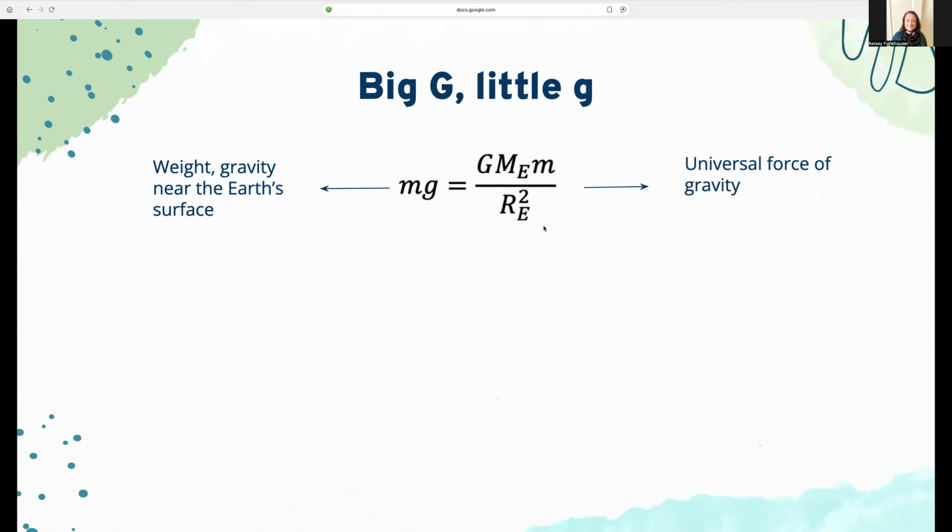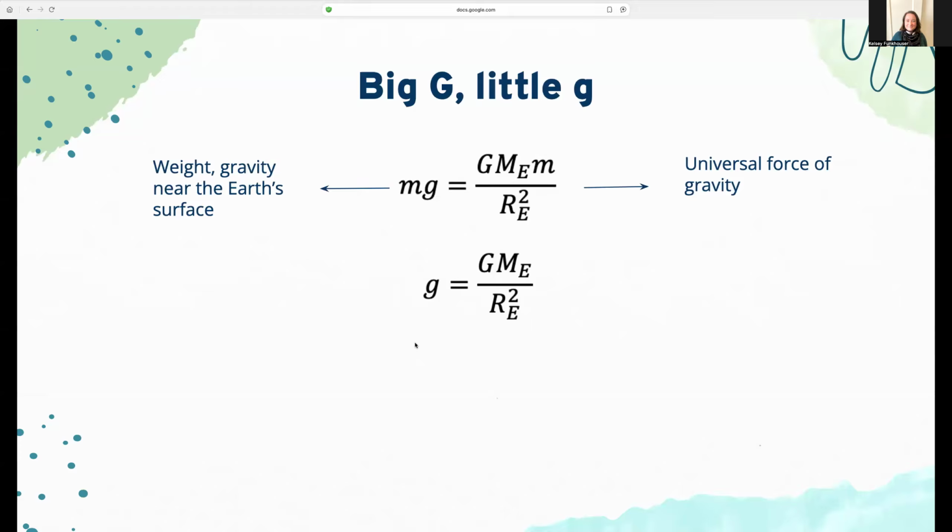Okay, so I know this is like an intense amount of equations, but remember, you already know this side. This side is just the weight. And this is the new thing we're learning. And what I want to show you is that since the mass of whatever the object is on both sides, we can actually cancel that out. And then we get this equation for little g. That is big G times the mass of the Earth divided by the radius of the Earth squared.